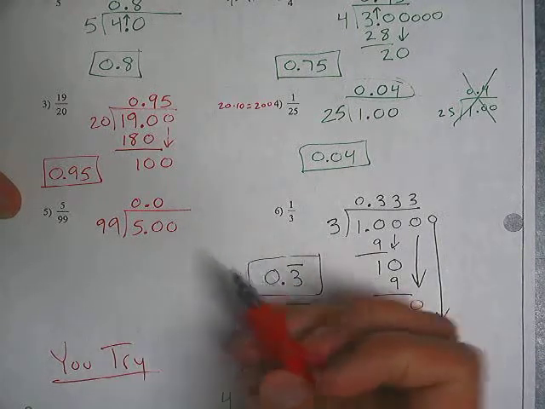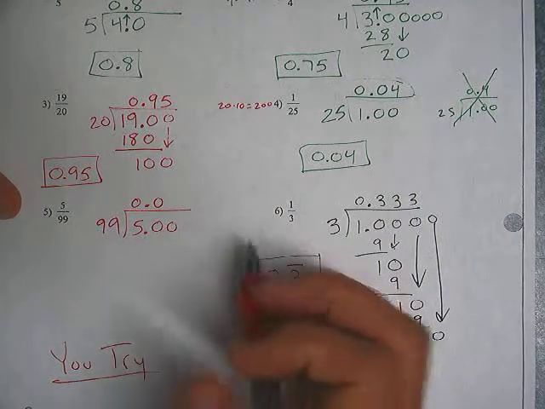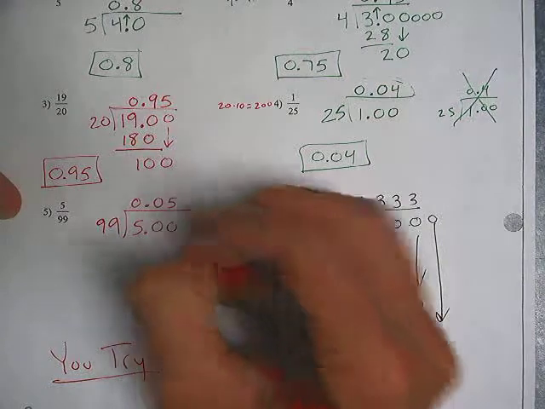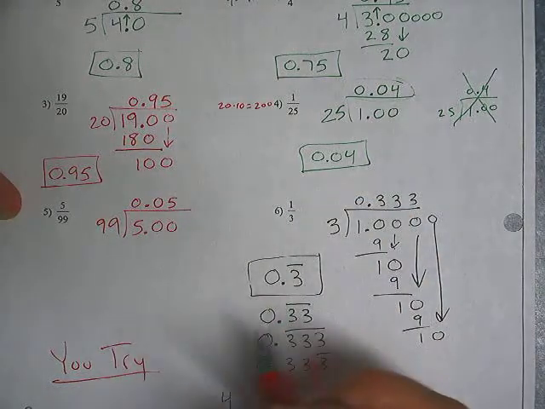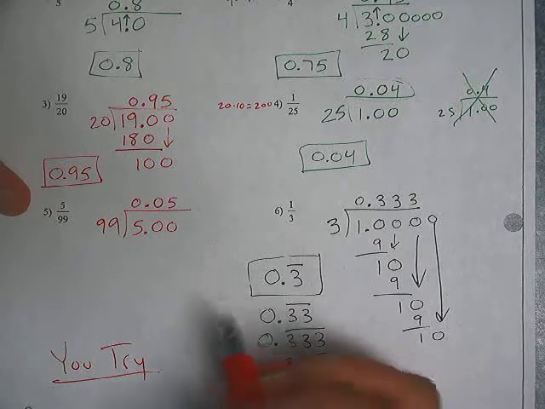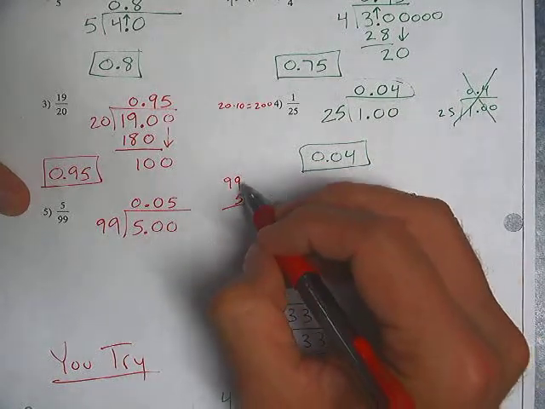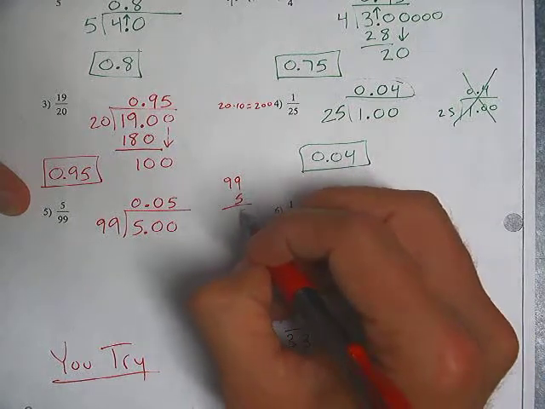Now I can make this 500, and 99 does go into 500. Now if you can't do that off the top of your head, round this up for a second. Pretend 99 is 100, and how many times would 100 go into 500? Well, 5 times. And since this is less than 100, it's going to be just less than 500. So 5 is going to be my answer.